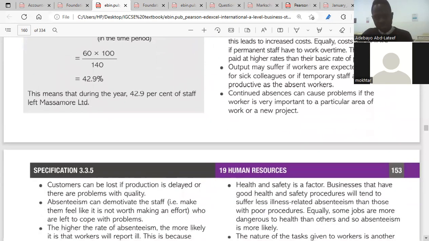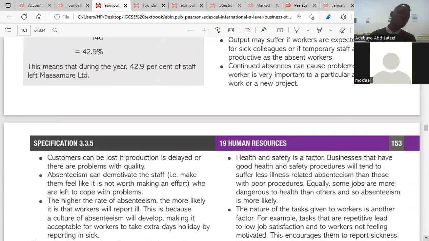The third consequence: output may suffer if workers are expected to cover for sick colleagues or if temporary staff are not as productive as the absent workers. So if workers have to cover for the absent employees, it might mean that they won't be able to do their own job perfectly, which means output will reduce.